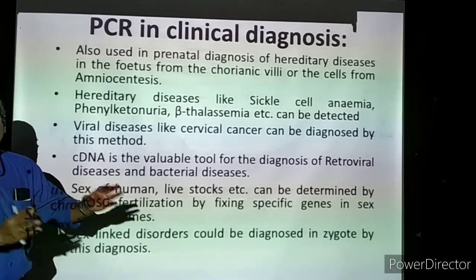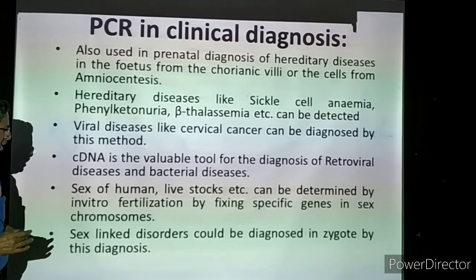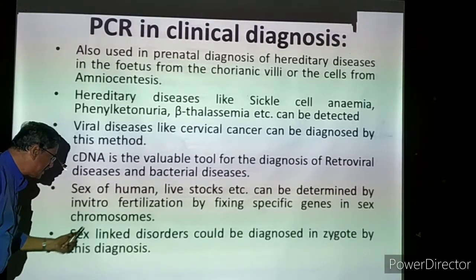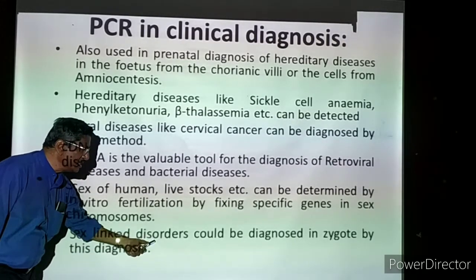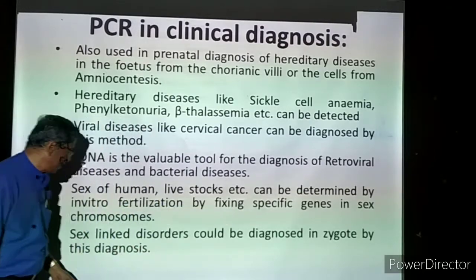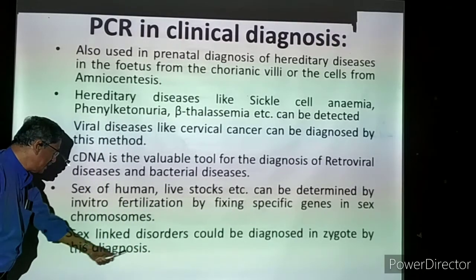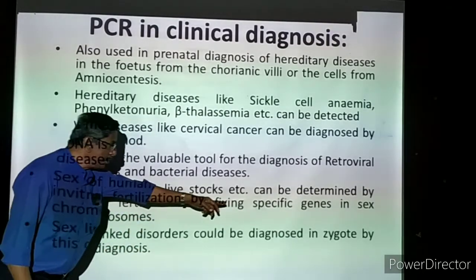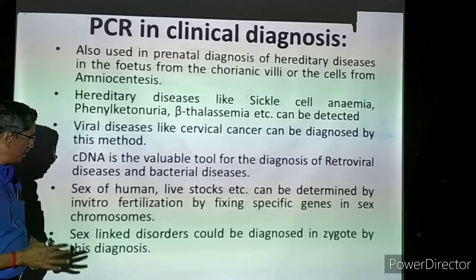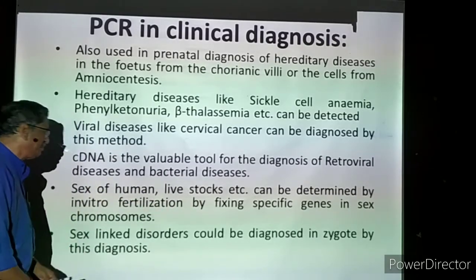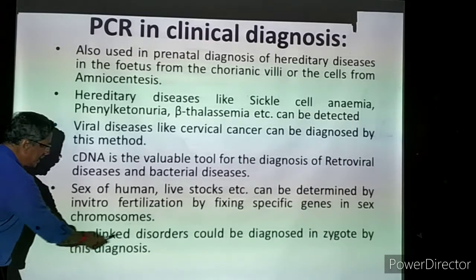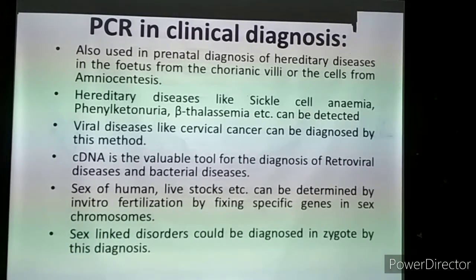Only females will be affected by some hereditary diseases. They are called sex linked disorders. They could be diagnosed from the zygote. By this diagnosis, from the zygote itself, zygote means fertilized egg, from the fertilized egg level itself, we can identify whether there are any sex linked disorders.